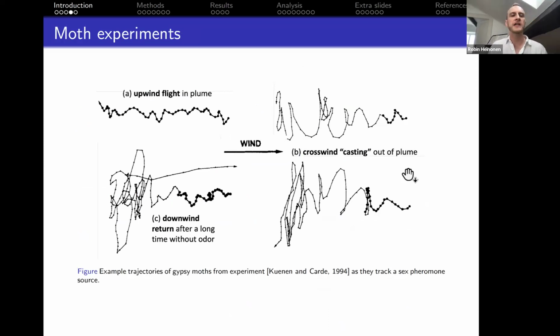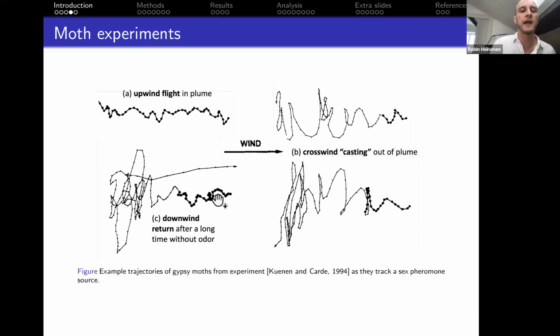So one can start by looking to nature for some inspiration. So this is what moths do. When they're in the plume and smelling something, they'll generally fly close to directly upwind. What's more interesting is what they do out of the plume, which is a stereotype behavior called casting, where they move in these broad crosswind zigzag motions while slowly flying upwind.